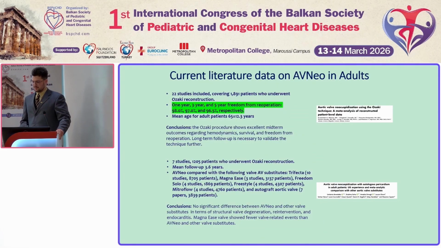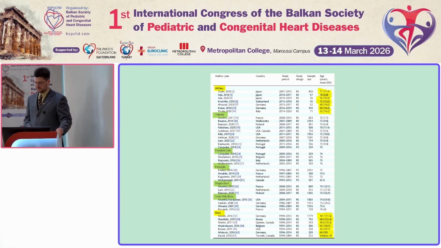In the current literature, there are only two significant meta-analyses of AV neo in adult patients. One comes from Greece, with 22 studies including 1,900 patients, which showed 5-year freedom from reoperation of 96.5%. Another comes from the United Kingdom, a study comparing different types of aortic valve replacement, also including the Ross procedure. From the statistics of this paper, we can see that AV neo is the second procedure in terms of youngest mean age of patients.